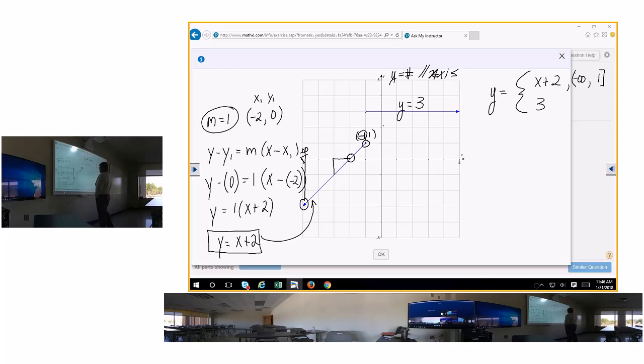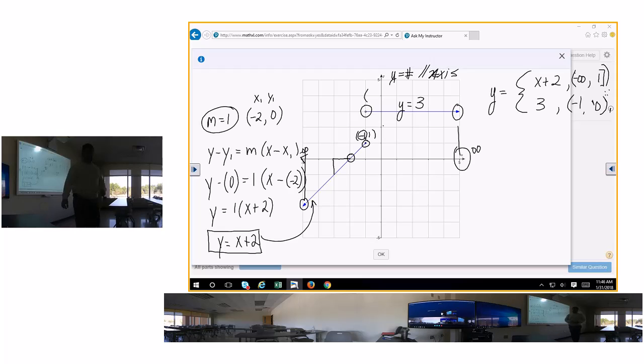And what is the domain of that function? Well, it starts at -1, but does it include -1? No. So we put a parenthesis there. So from -1 to, this is positive infinity, so positive infinity. And that should be your piecewise function.